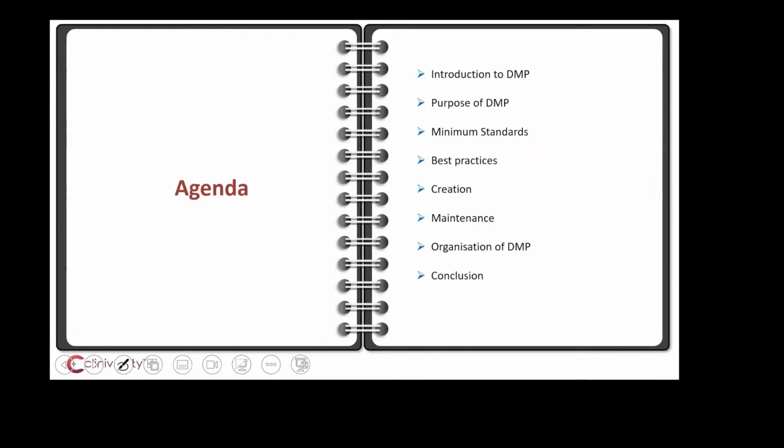So we'll look into the introduction to the DMP. Then we will understand the purpose of having the Data Management Plan in place, certain minimum standards in maintaining and building the DMP, the best practices around Data Management Plan in the industry. Finally, we will understand a bit about the creation, maintenance, and then an in-depth organization of the DMP. After the conclusion of the slides, we will also look at a sample of the DMP of how it would ideally be constructed.